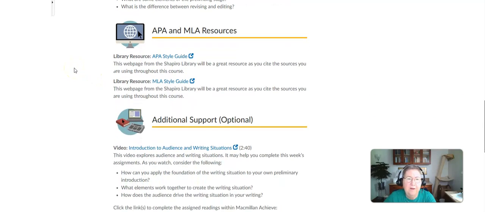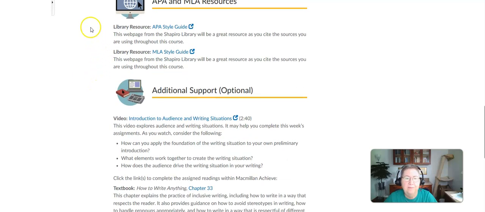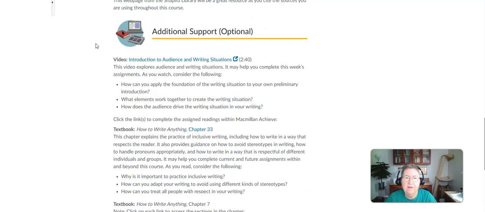We also have some APA and MLA resources. Again, these were in the previous module. You use those in citing your summary, quotes, and paraphrases. Remember where these are located, because when you write the draft next week, you will need to cite quotes that you use as support.